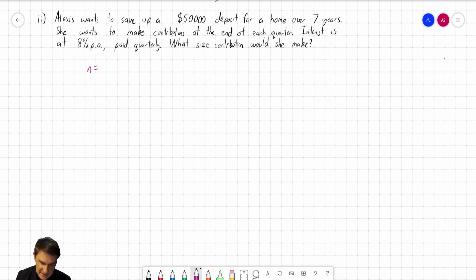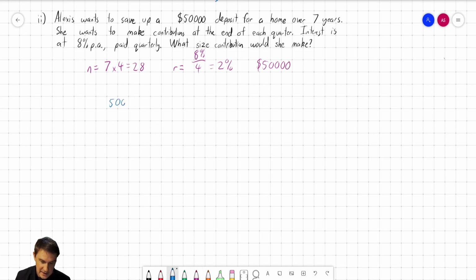So in this case, it's actually going to be the 7 years times those 4 quarters, which gives a value of 28 time periods. Now, in addition to that, we need to think about the rate. We're told that the rate is 8% per annum. That 8% again needs to be split up into each of those 4 quarters here. And when we do that, what we find is it ends up to be 2%. And lastly, the amount we're investing, we're told we want it to be 50,000. So that's going to be $50,000 there.